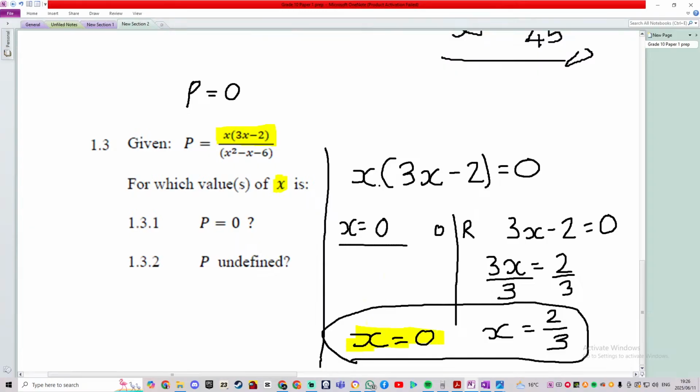So any of these two options here, x equals 0 or x is 2 over 3, will make this numerator here in yellow 0. And if that numerator is 0, p will be 0 regardless of the denominator. So you can completely ignore the denominator. Okay, what you also could have done, and I'm not going to fully do this one, you could have also said, if p is equal to 0, you could say 0 equals to x, and you can say like this.